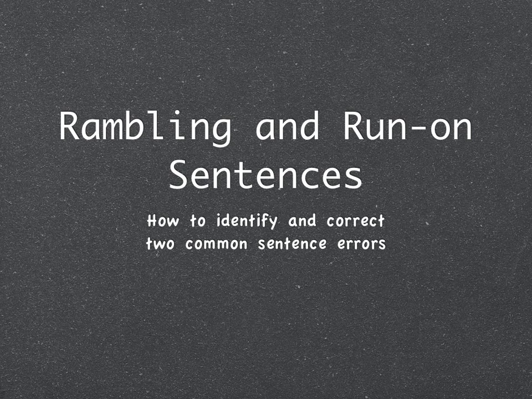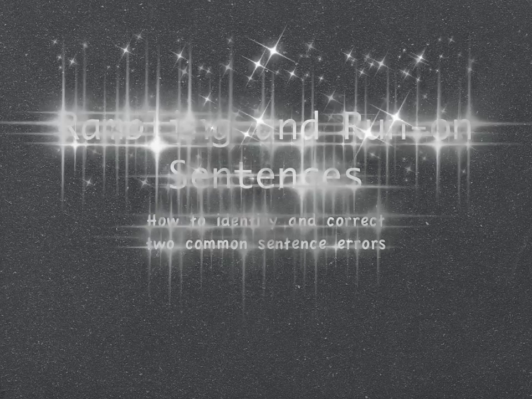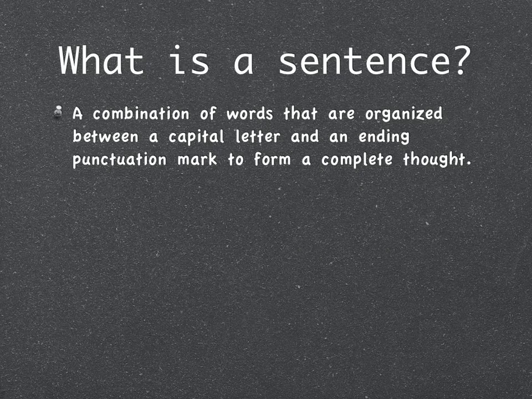Hi class! Today we're going to focus on two sentence errors that have become common occurrences in your writing: rambling and run-on sentences. We will begin today's lesson by reviewing what is necessary to construct a sentence. A sentence is a combination of words that are organized between a capital letter and an ending punctuation mark to form a complete thought. Another name for a complete thought in a sentence is a main clause.